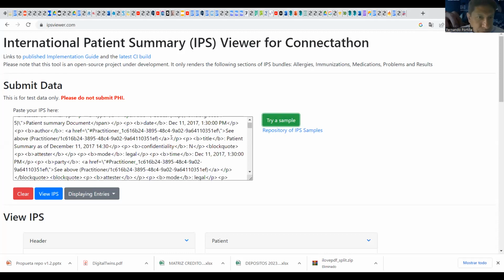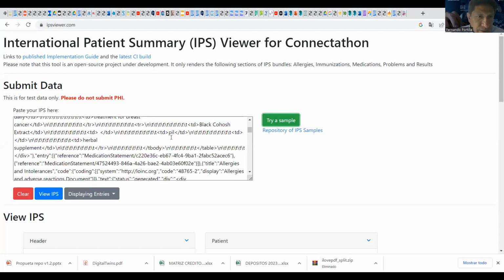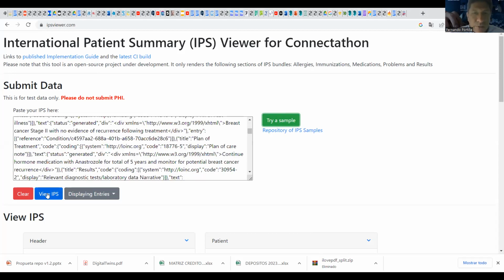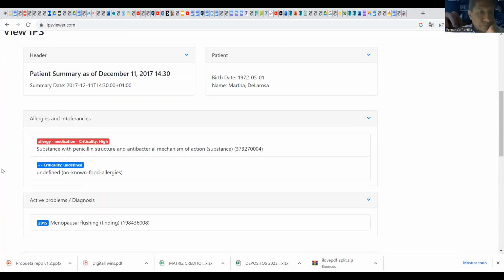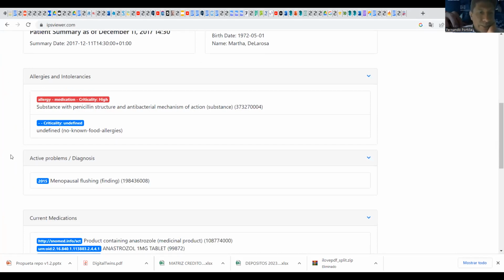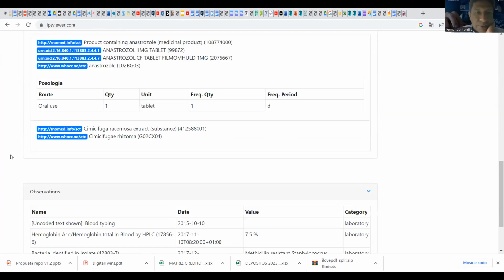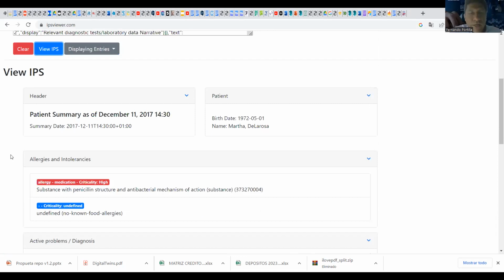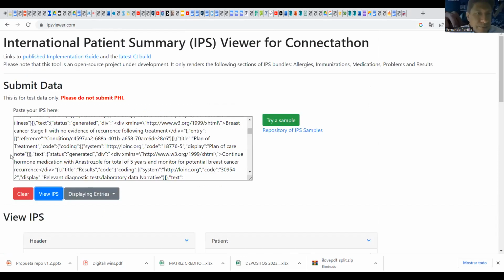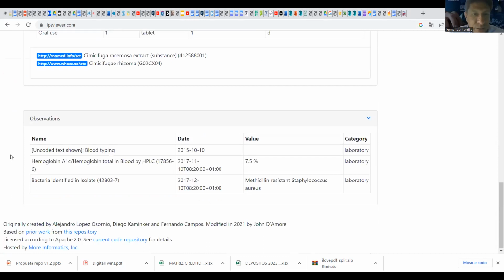This is a bundle. And we have, well, the composition and the different sections. So I can click here, view IPS, and it shows the data that we have for this patient. The name, date of birth, the allergies, diagnosis, medication, some results. This is work that they put together in a connectathon. And Alejandro gave this to us. And also Fernando Campos.